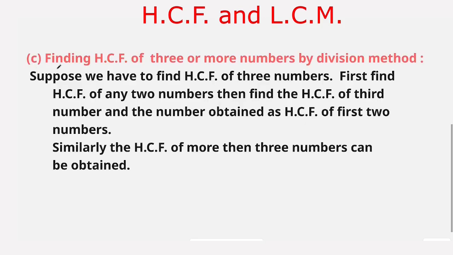Point C. Finding HCF of 3 or more numbers by division method. Suppose we have to find HCF of 3 numbers. First, find HCF of any 2 numbers. Then find the HCF of the third number and the number obtained as HCF of the first 2 numbers. Similarly, the HCF of more than 3 numbers can be obtained. We will learn it by one example.